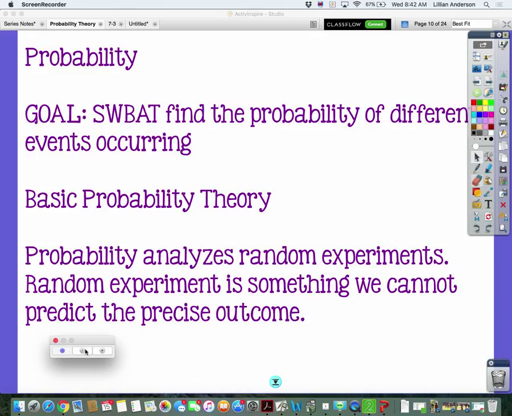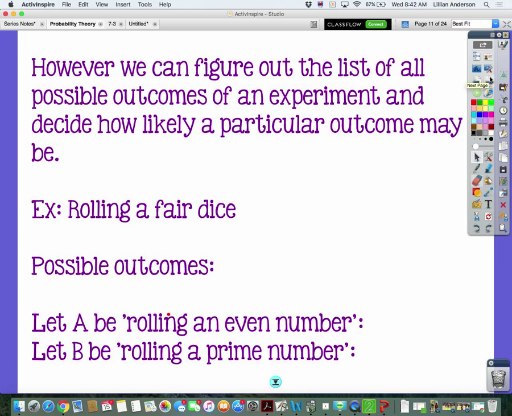And basically a random experiment is something that we cannot predict the precise outcome of. Okay, so for example, we can't flip a coin and know automatically that it's going to land on heads. But what we can do is figure out the list of all the possible outcomes for a particular experiment and decide how likely the event may be.